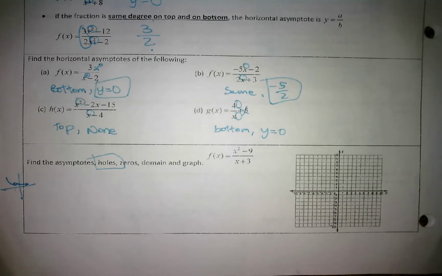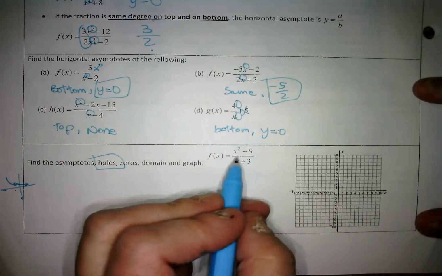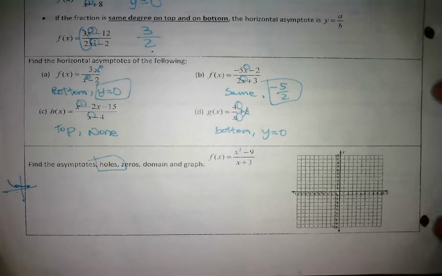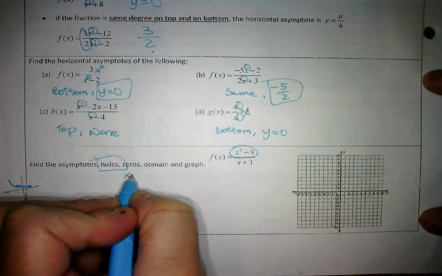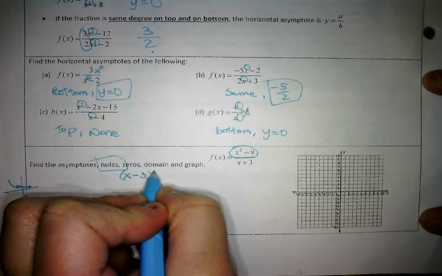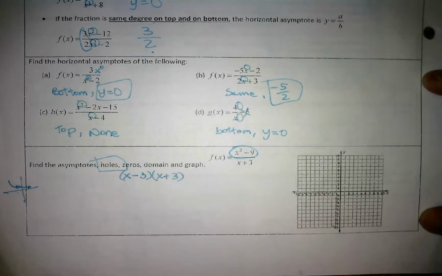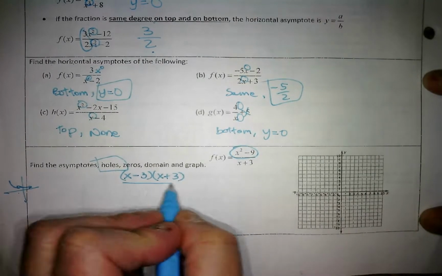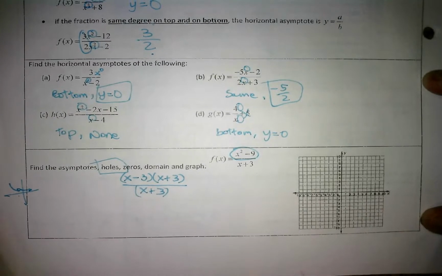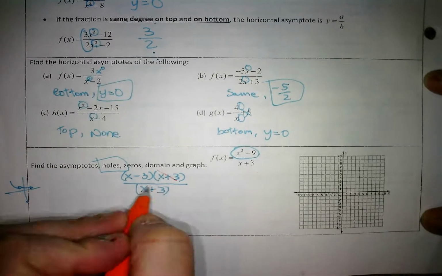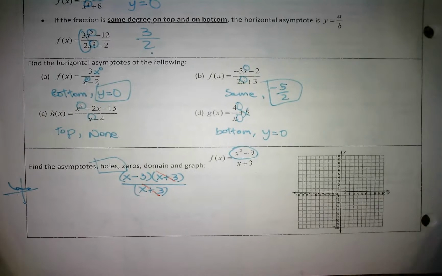So the first thing I'm going to do here is simplify this. So x squared minus 9 becomes x minus 3 times x plus 3. My denominator is x plus 3. So the first thing I do is I cancel. Before I find horizontal asymptotes, I don't even have to factor. But before I find vertical asymptotes or my zeros, the first thing I do is cancel.